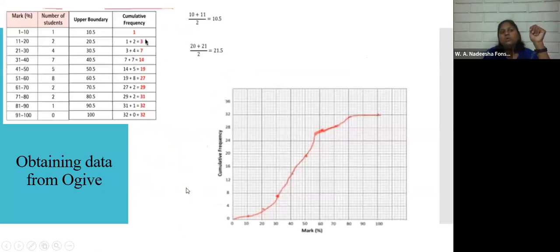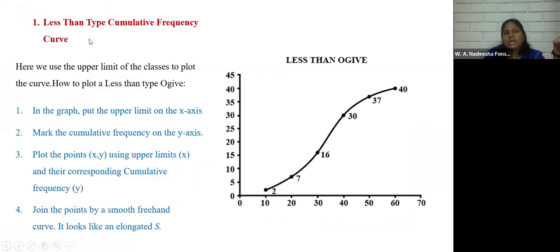Here is how to draw the ogive, or cumulative frequency curve, not percentile, cumulative frequency curve. Here the marks, meaning class intervals, are here, and the number of students means frequencies here. Here they consider the upper boundary. Upper boundary means a less-than type cumulative frequency curve.